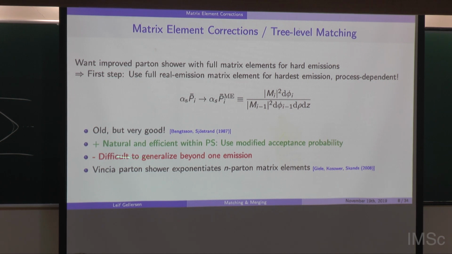So this is easy to implement, but it's very difficult to generalize. You don't want to build this in by hand for every multiplicity and every process that exists. But people are working on this. So the Vincia parton shower, for example, exponentiates a +1 jet matrix element, even at NLO. So yeah, people are working on this.